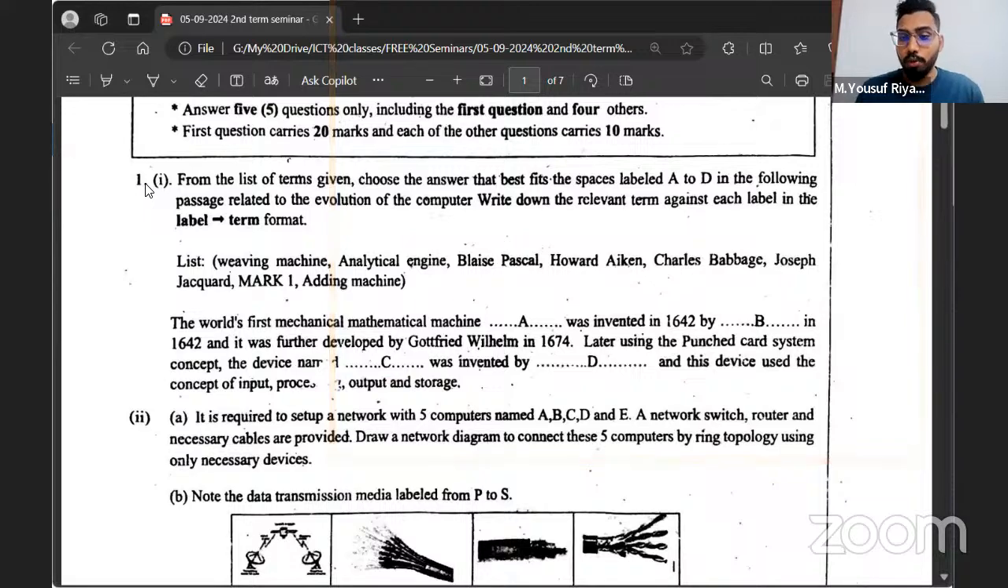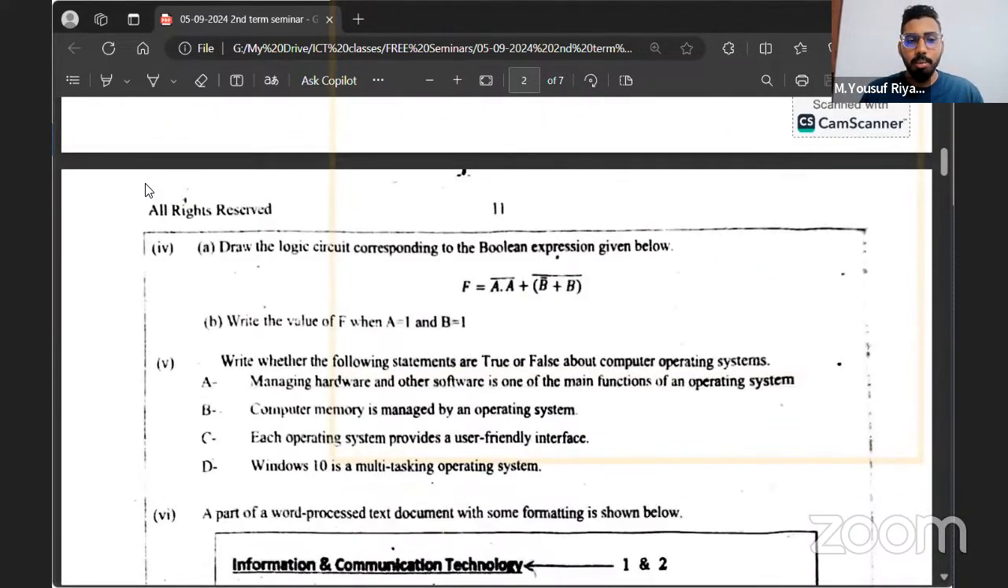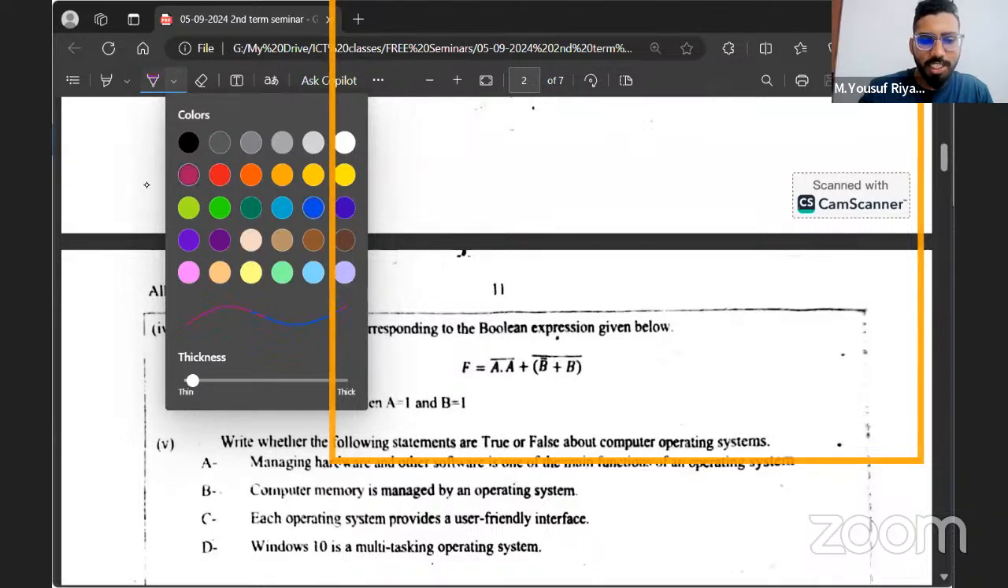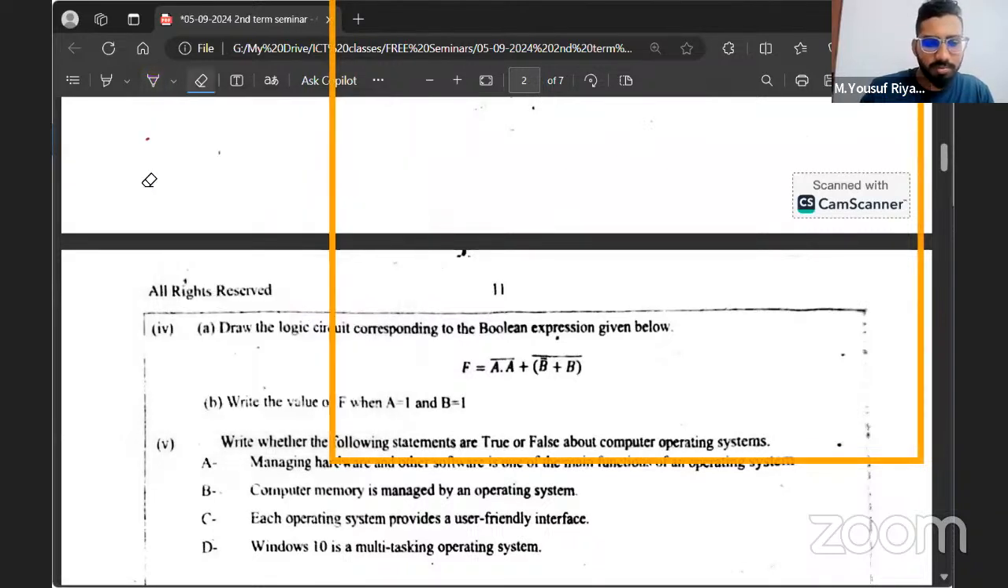I hope the majority of you know the structure of the paper. When you take your second term ICT paper, what do you think you have more? Do you have more grade 10 content or more grade 11 content, or is it equal? Exactly. Technically speaking, you have more grade 10.